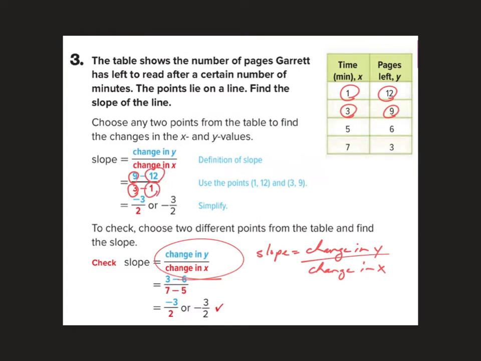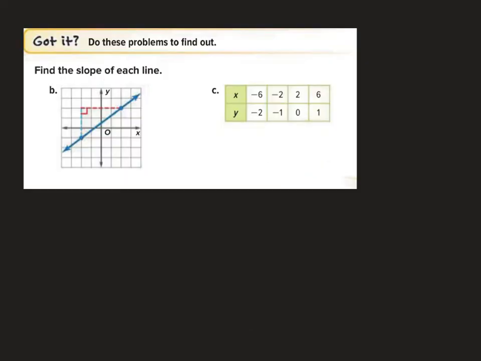We subtract, we get 9 minus 12 is negative 3. 3 minus 1 is 2. Our final answer, we have a slope of negative 3 over 2. And to check this, we can choose any other 2 points from the table and find the slope. And if it's a constant rate of change, we should get the same answer. So let's take a look at a couple more examples.